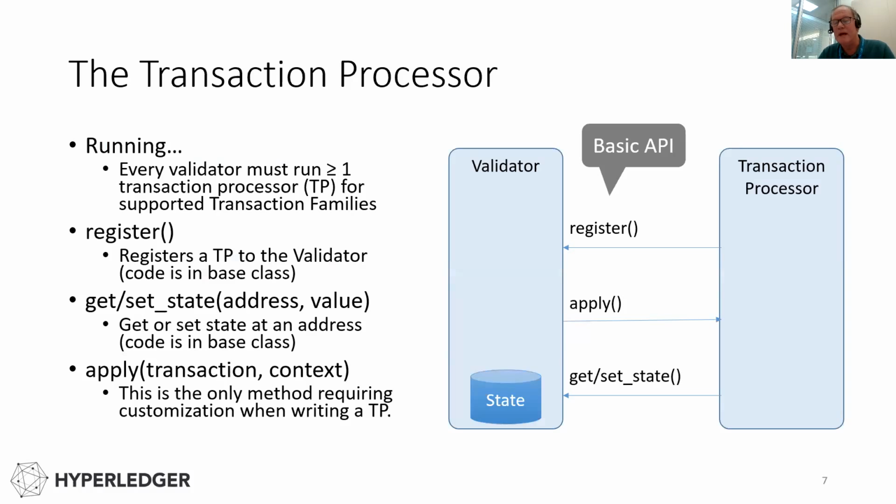The register and apply functions are inherited from the base class. The register and get and set state calls are inherited. As a developer, you don't write those calls. The only one you do write is the apply function. And the apply function processes a transaction.